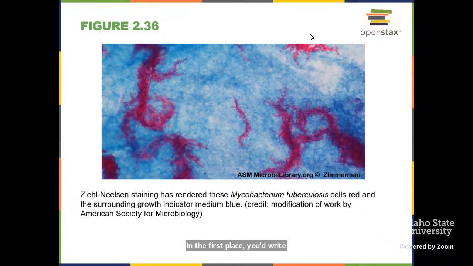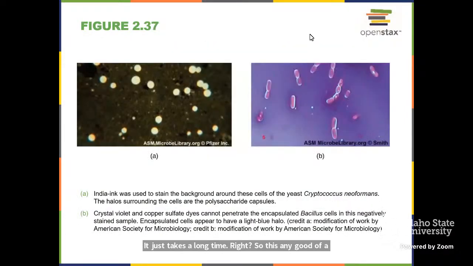But there is, right? It just takes a long time, right? So this is an example of a specialized stain. India ink is another negative staining procedure that stains the background of the slide, but not the cells.